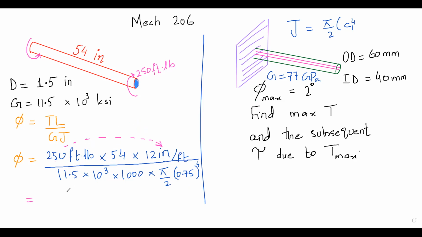Then I have phi as 0.0283 radians. And in degrees, it will be... What is the formula for radians to degrees? 180 over pi. Radians to degrees is 180 over pi. Very good. Very nice. 1.6 degrees, correct? Yes.